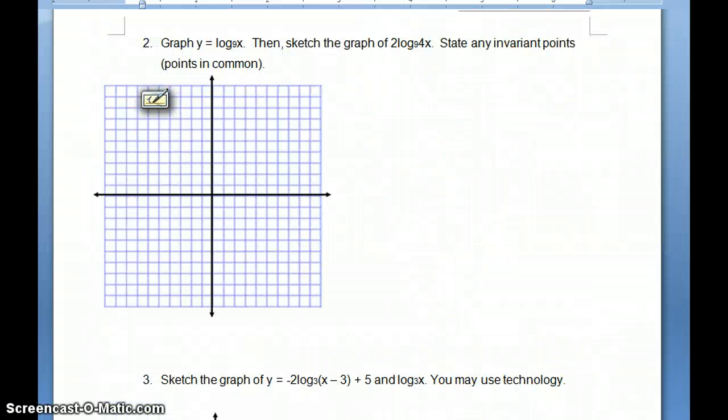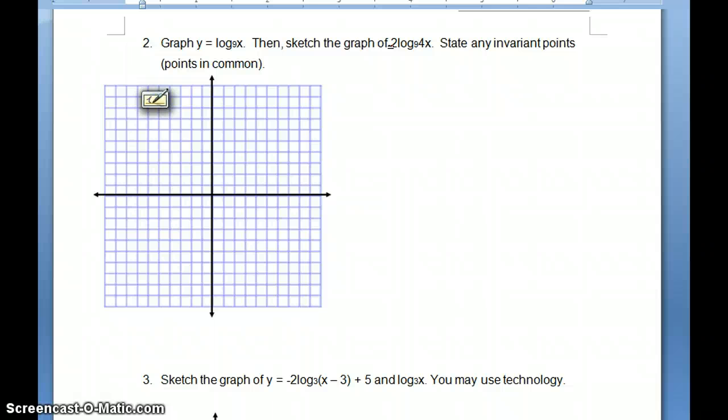Alright, so for question number 2, we need to graph y is equal to log 9 of x, and then sketch the graph of 2 log 9 of 4x. So we're graphing its original function and then its transformed function. At this point we need to state any invariant points, and that is any points in common. We're going to do that with this one and the next question. I didn't specifically say it in that one, but that's okay. It was kind of a silly point to say it when asking that question, but we'll find out why.